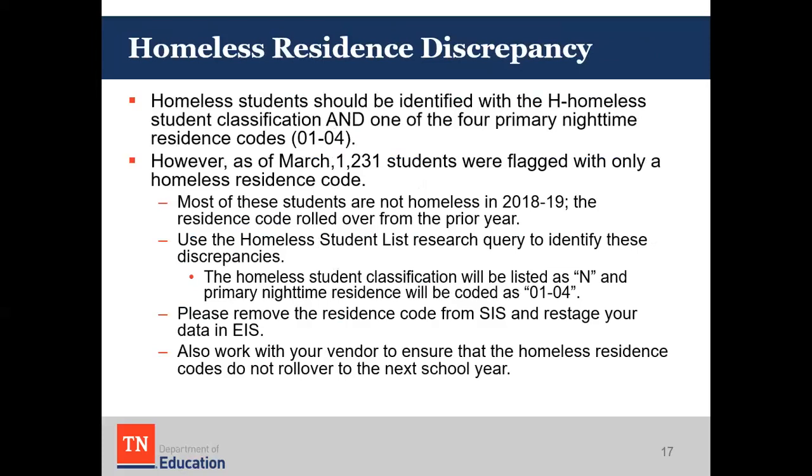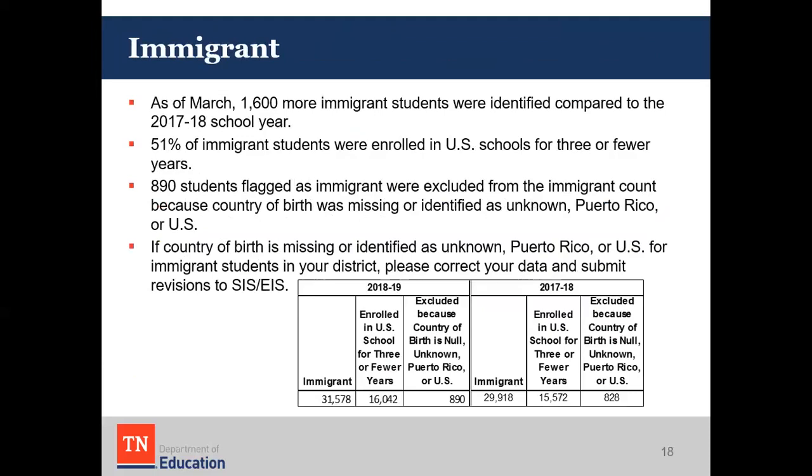Immigrant. As of March, 1,600 more immigrant students were identified compared to the 2017-18 school year. 51% of immigrant students were enrolled in U.S. schools for 3 or fewer years.